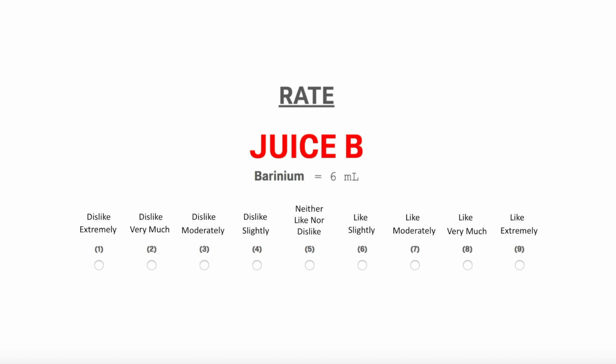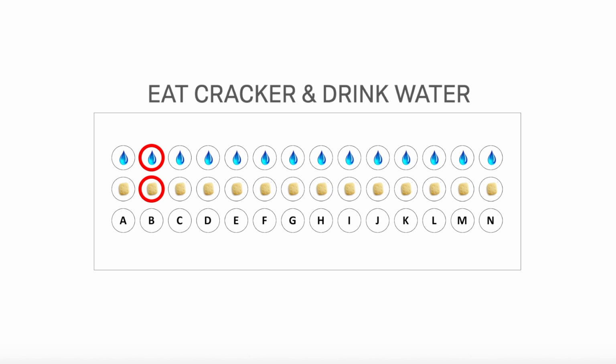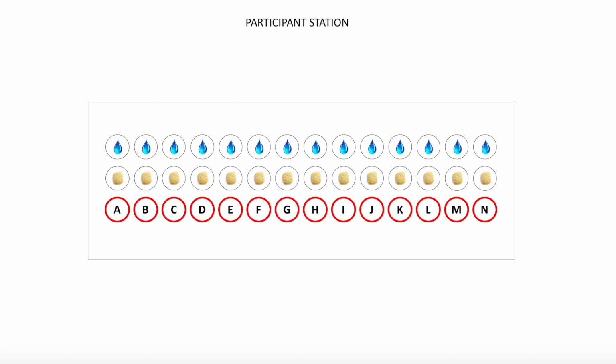After you've rated the sample, you'll be told to eat the cracker and drink the water directly behind it. This is to cleanse your palate before moving on to the next sample. You'll have 25 seconds to do this, so take your time. The computer will tell you which samples to drink and rate until you have tasted all 14. Then you'll be asked to answer several questions about your juice tasting experience.